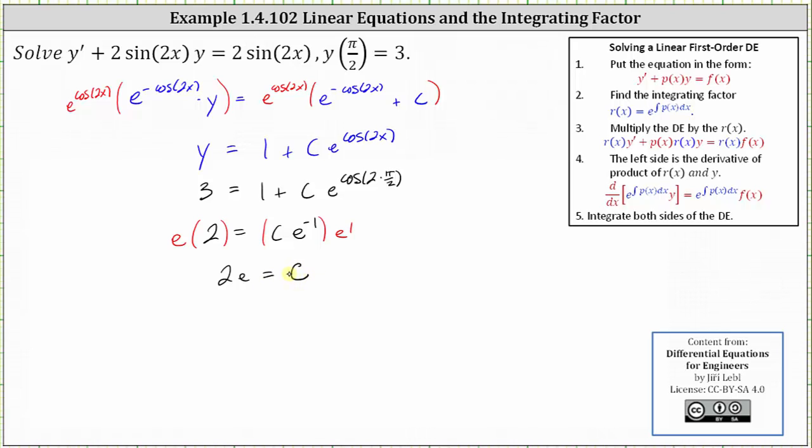Now that we know c is equal to 2e, we can determine that particular solution, which is y equals 1 plus c, which is 2e, which I'll write as 2e to the first, times e to the power of cosine 2x. Notice here again we have a common base of e, and we're multiplying, and therefore we can add the exponents. The final form of that particular solution is y equals 1 plus 2 times e to the power of 1 plus cosine 2x, or cosine 2x plus 1.